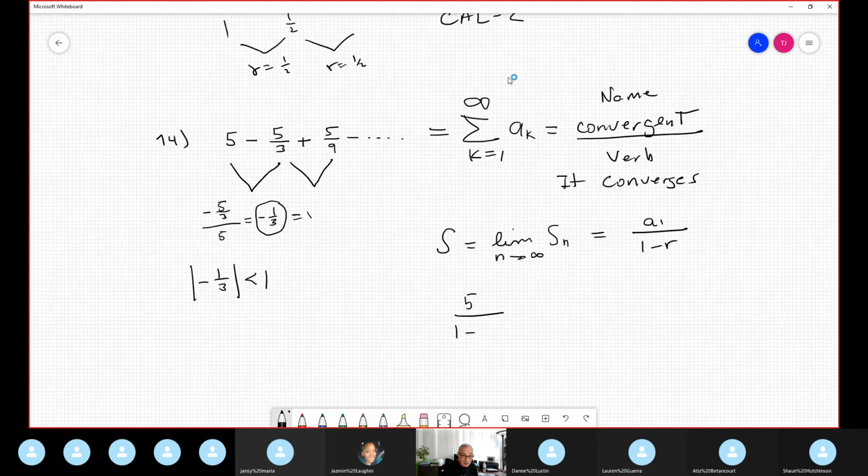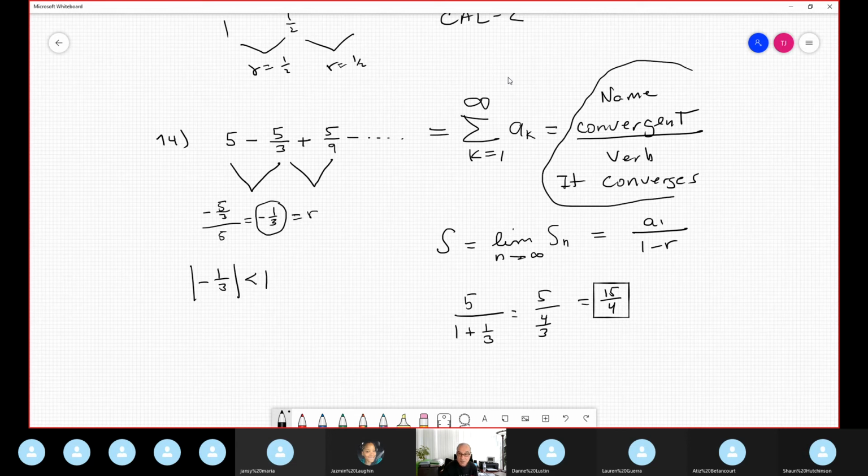This is r. Okay, to analyze the convergence or divergence, you find the absolute value. But in the formula, no. In the formula, you put minus 1/3. Entonces, plus 1/3. Entonces, this is 5 divided by 4 over 3, no? Okay, flip it, 15 over 4. This is the infinite summation. And it's convergent. This is the most important information.